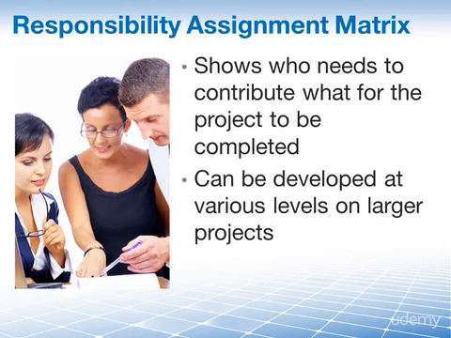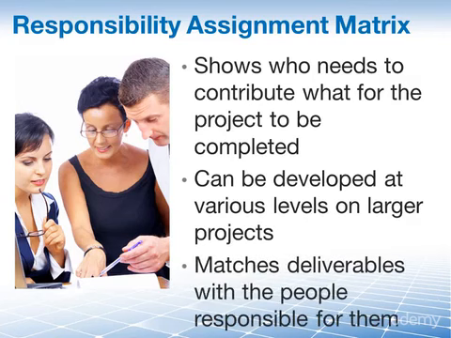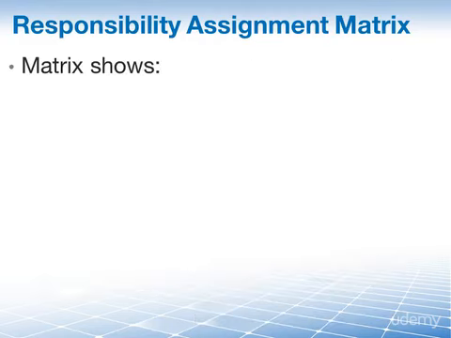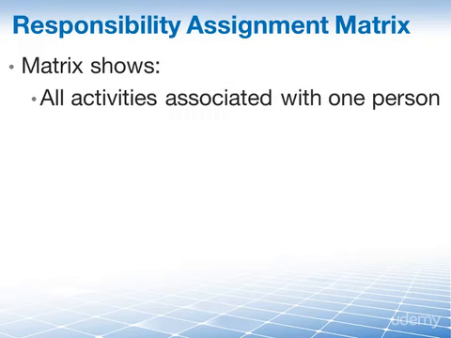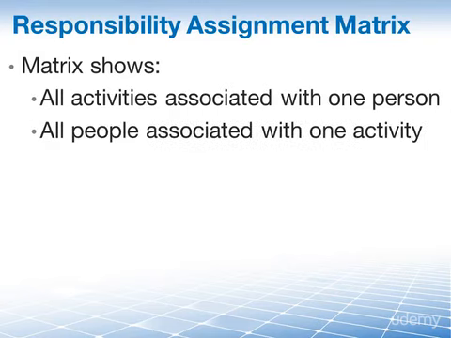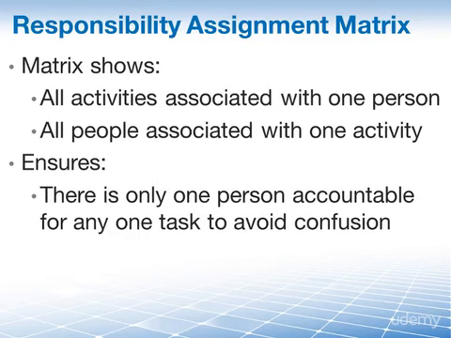On larger projects, these Responsibility Assignment Matrices can be developed at various levels, and sometimes the Responsibility Assignment Matrix associates individuals, that's people, with specific deliverables or tasks. The matrix shows all activities that are associated with one person and, of course, all people that are associated with one activity, depending on how you sort it. The Responsibility Assignment Matrix ensures that there is only one person accountable for any task, which avoids confusion.